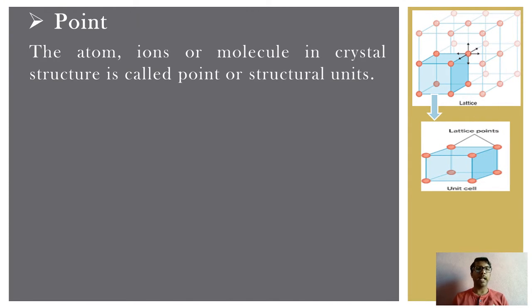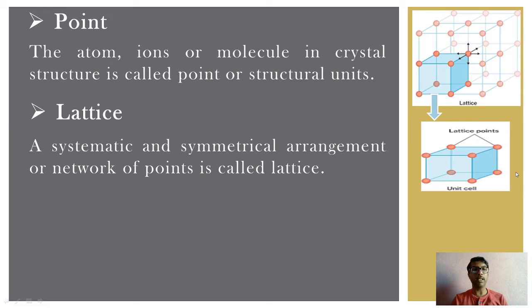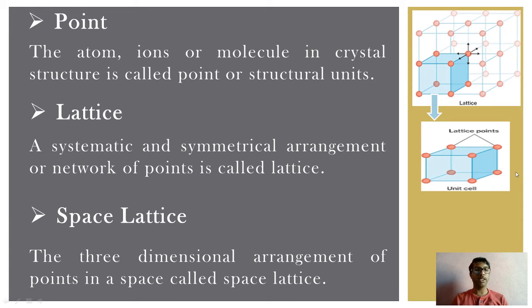Point. The atom, ion or molecule in the crystal structure is called as a point or structural unit. In this figure, the red circles are known as atoms, ions or molecules. This atom, ion or molecule is present in the crystal lattice. Lattice, a systematic and symmetrical arrangement or network of points is called lattice. Space lattice, the three-dimensional arrangement of points in a space is called space lattice.